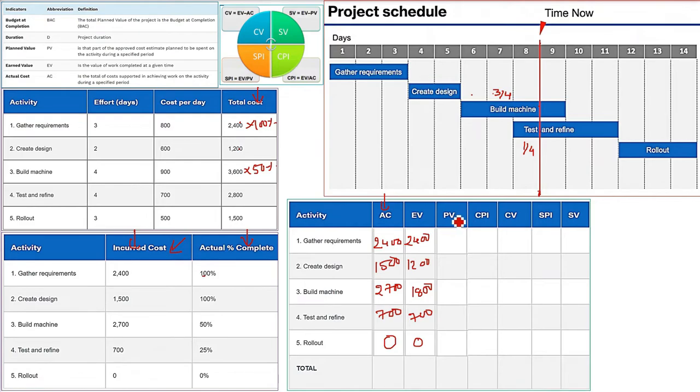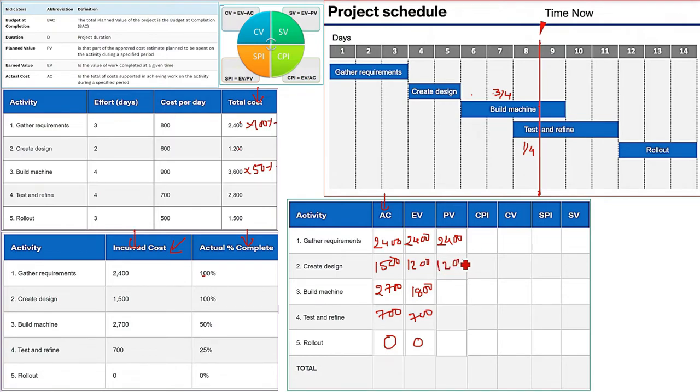Now what is the PV? This is the part of the approved cost estimate planned to be spent on the activity during a specified period. Okay. So what was planned? The first and second will not have any problem because they are already completed. So gather problem and create design, just write the value 2400, and this is the cost, which is your 1200.